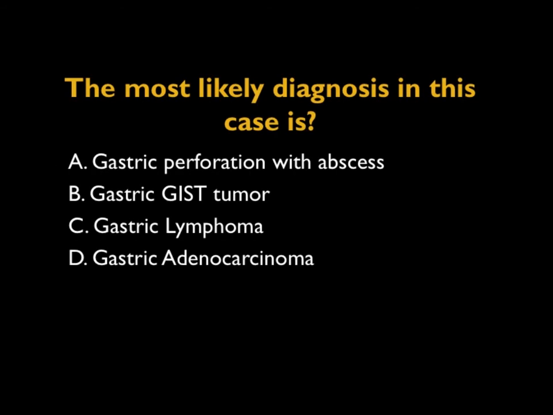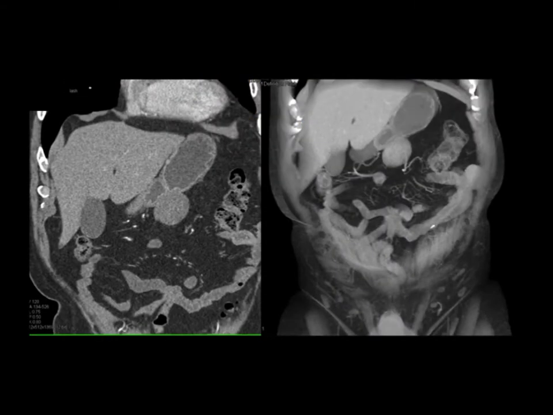This case is interesting. What's the most likely diagnosis? I've given you two coronal views, one straight coronal, one coronal with volume rendering, and you see about a 5 centimeter solid mass coming off the greater curvature. There's some slight enhancement. There's no adenopathy. There's nothing else present. Could this be a gastric perforation? Well, then you would see mottled air. You would see a pneumoperitoneum perhaps.